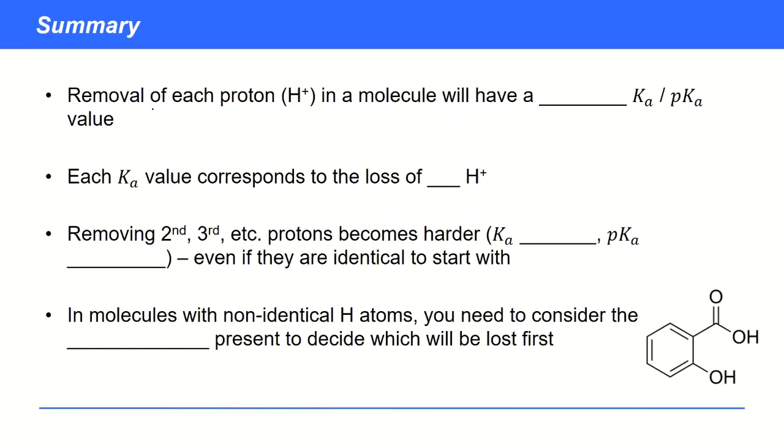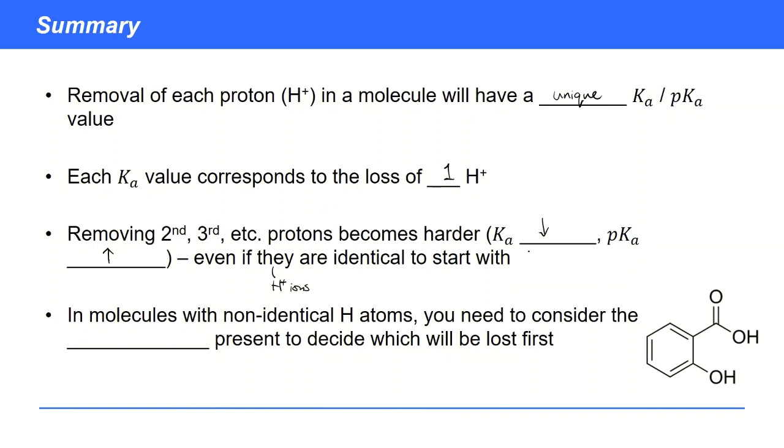So let's just summarize. Removal of each proton in a molecule will have a unique Ka or pKa value. Each Ka value corresponds to the loss of one H+, so they're separate ionizations. And removing the second and third protons becomes harder, so Ka is going to decrease and pKa is going to increase, even if they, and by that I mean the H+ ions, are identical to start with.